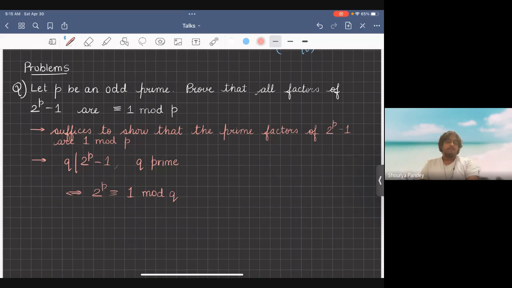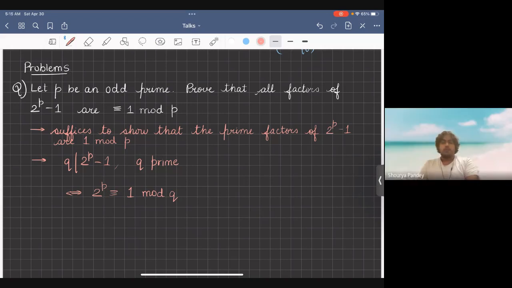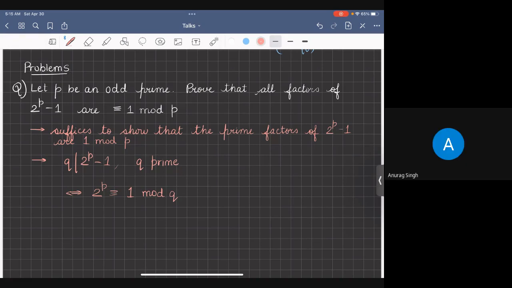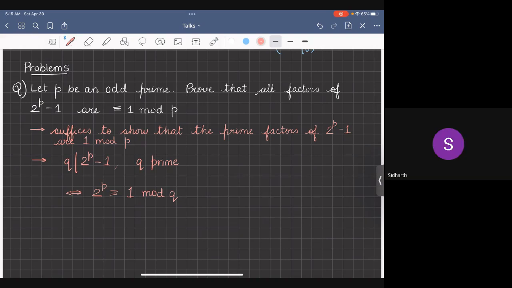Why? Like 2 to the power of q, wait, sorry, the order of 2 mod q divides p. But the order may not be the Euler totient function. It can be anything. So the order of 2 divides p, and so it must be p.